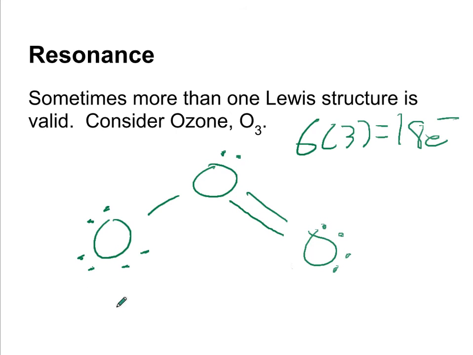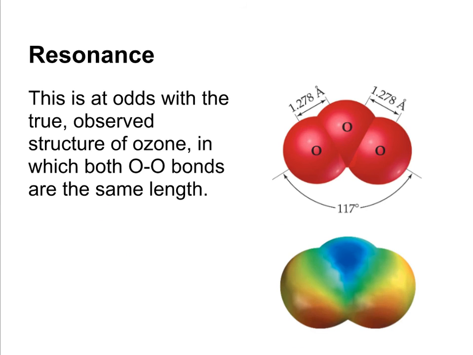Now I also, instead of taking electrons from the oxygen on the right, I could have moved 2 electrons from the oxygen on the left. Both of those Lewis structures are correct, and that leads us into resonance structures. Those 2 Lewis structures for ozone that we drew, there was a single bond on one side and a double bond on the other. That's not what we've actually observed with ozone.